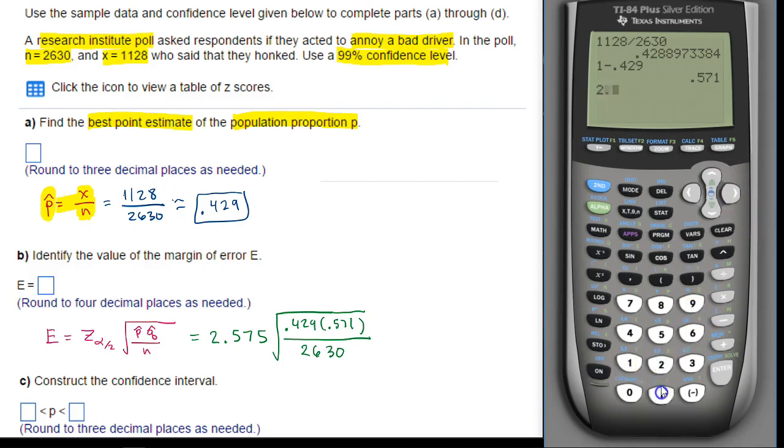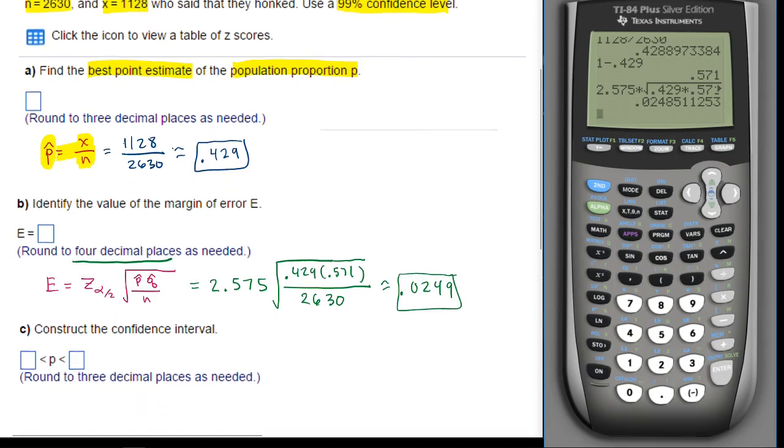So I'm going to plug this into the calculator, see what I get. So we're going to do 2.575 times the square root, and in the square root, we're going to just input those values, 0.429 times 0.571, and then divided by 2630. Okay, so the margin of error rounded to 4 decimal places is approximately 0.0249.